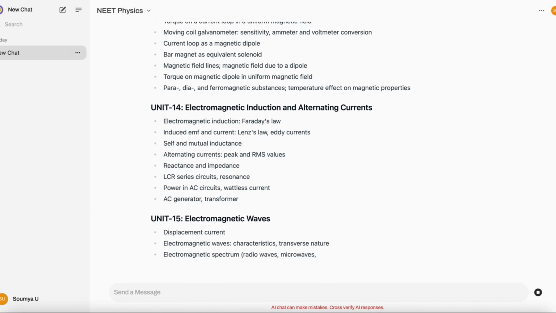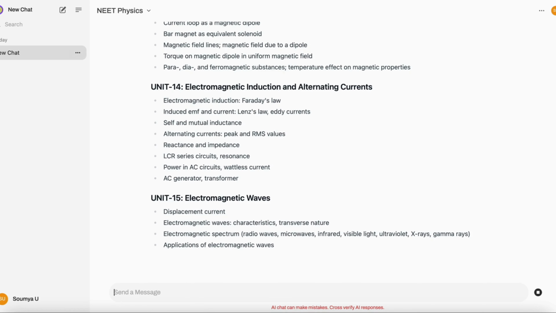Unit 15, Electromagnetic waves. Displacement current, electromagnetic waves, characteristics, transverse nature, electromagnetic spectrum: radio waves, microwaves, infrared, visible light, ultraviolet, X-rays, gamma rays, applications of electromagnetic waves.